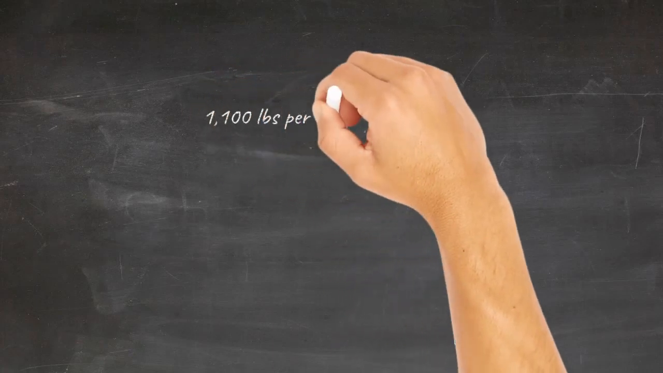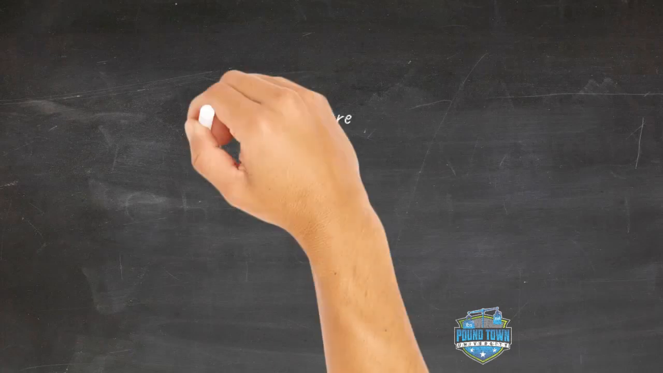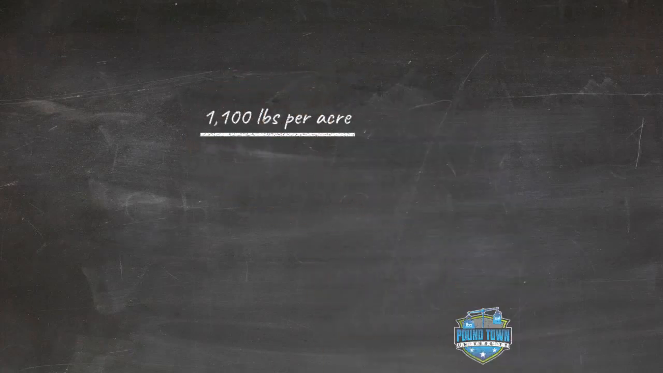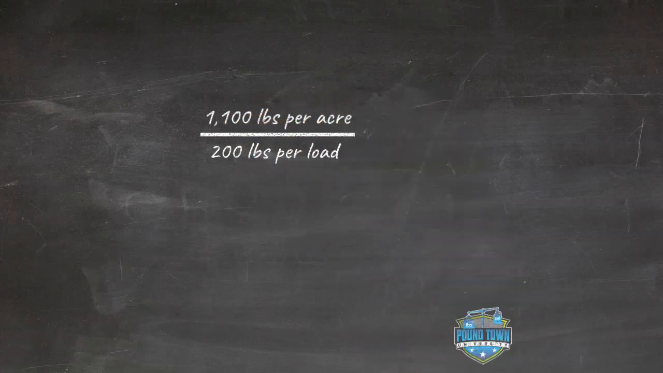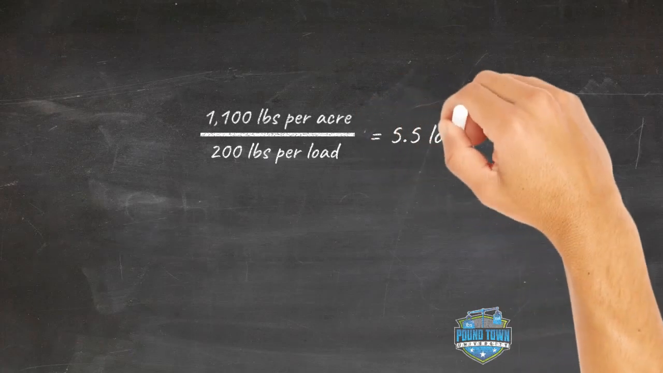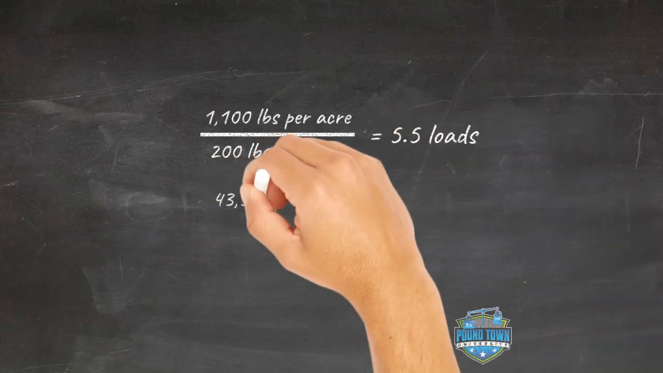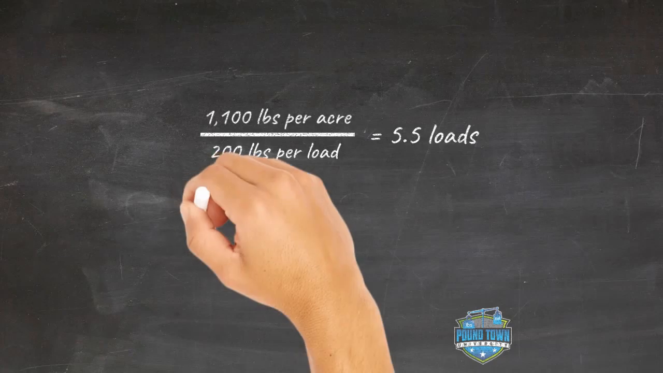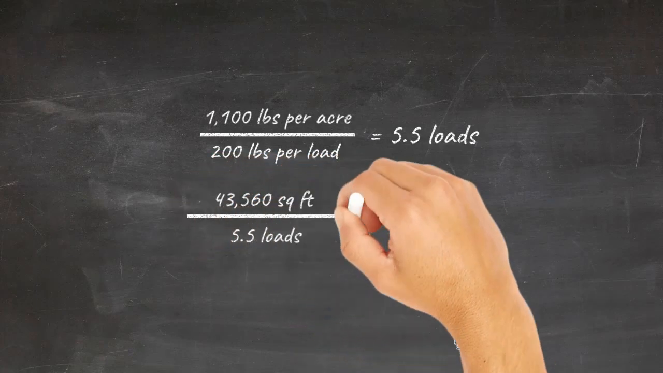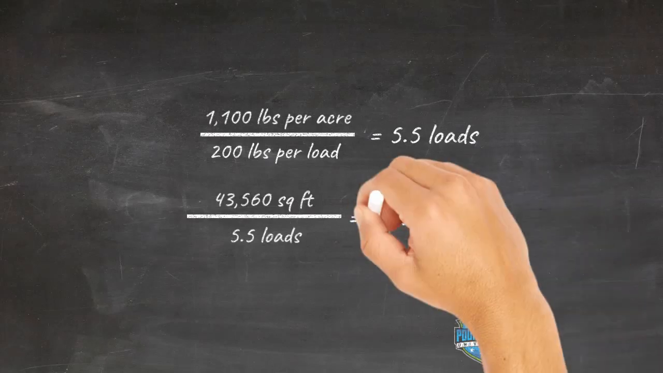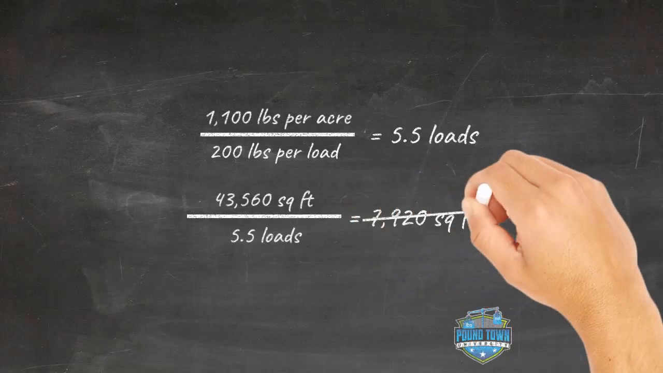Let's do one more. This time, we'll set our target application rate at 1,100 pounds per acre, using the same or similar unit with the same mulch capacity of 200 pounds per load. We would take our target application rate of 1,100 pounds divided by our mulch capacity of 200 pounds: 5.5 loads. We would then take 43,560 square feet divided by 5.5, which equals 7,920 square feet, or about 8,000 square feet per load.